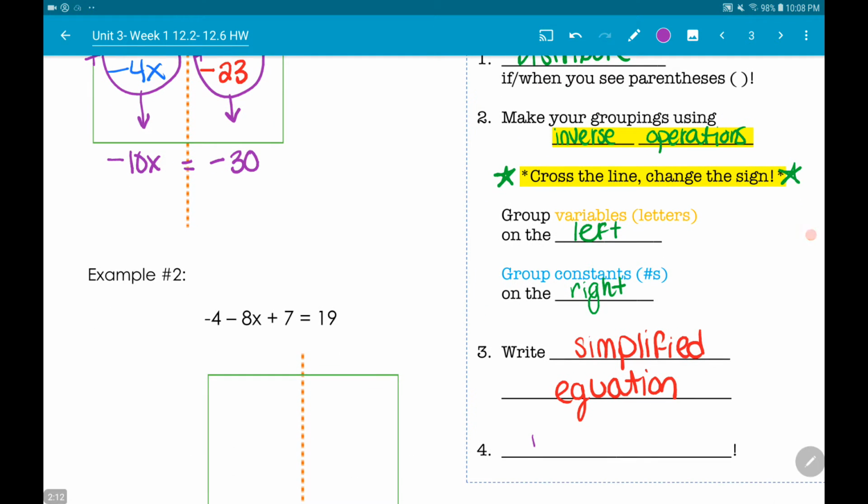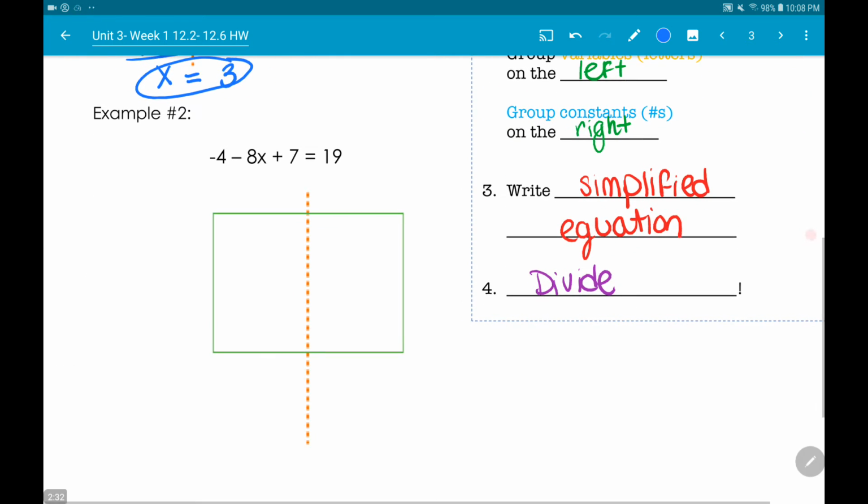All right, and then we do our last step, which is to divide our coefficient. That is the number in front. So I'm going to divide, cancels. I get x equals positive 3.